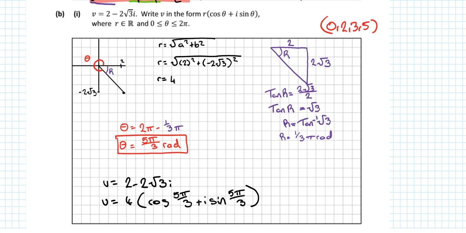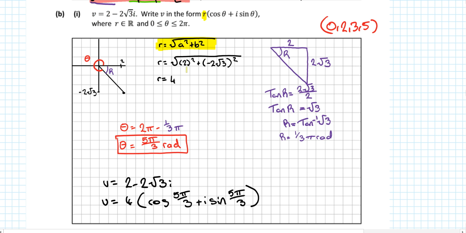Okay, the next part was changing to polar form. So they give you a complex number and they want you to write it in polar form for 5 marks. If you've done any revision of complex numbers, this is a gift of a question. You should really be able to do this. So step 1 is always draw out your Argand diagram. You know it's going to be 2 on the real axis and minus 2 root 3 on the imaginary axis. We know we need to get our argument, or first our modulus, using our modulus formula.